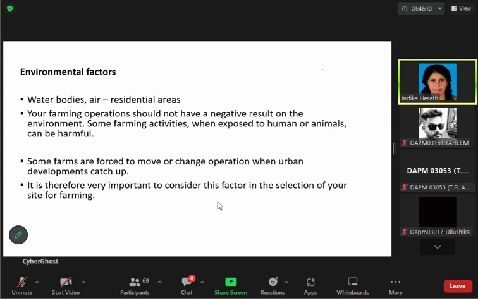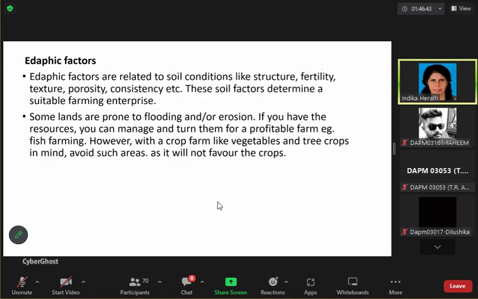So especially the urban areas, we do not generally do those farming systems and those intensive cultivation things in the urban areas, because that can affect the dense population in the urban areas. So those are the factors that need to be considered in investing in land for agricultural purposes.